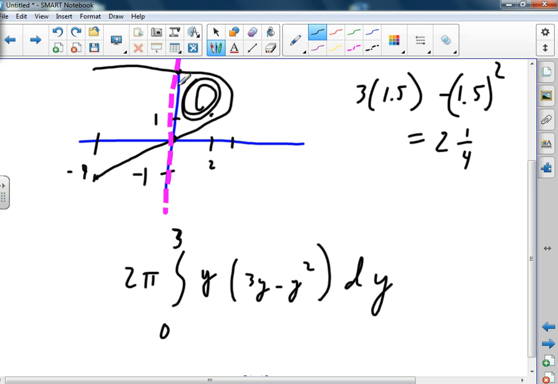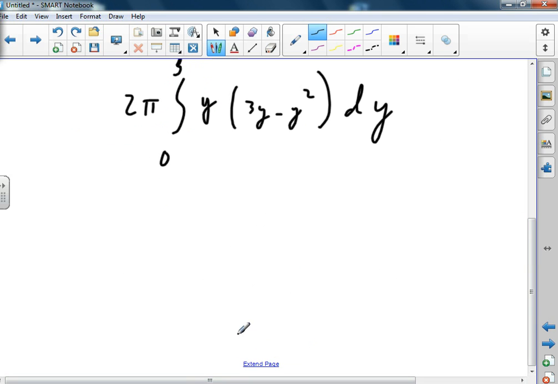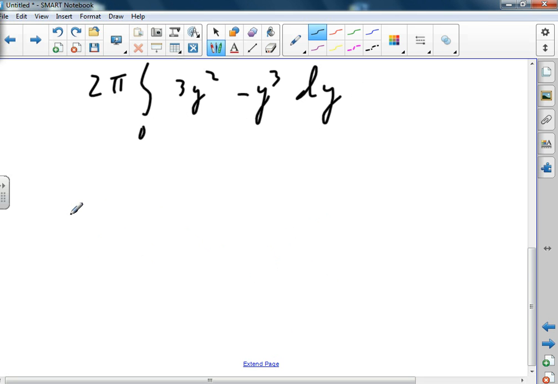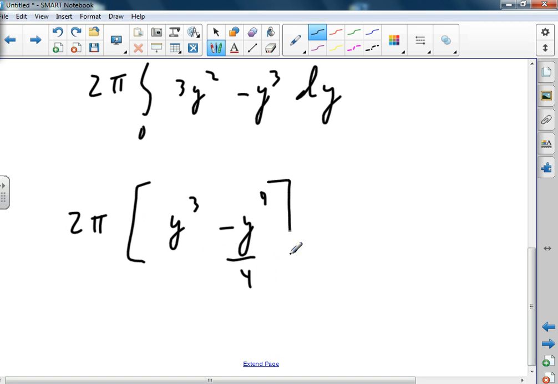Okay, well yeah, that looks good. So I'm doing shells. My radius is that, and my height is whatever this guy is as I'm going through. That looks right. All right, so I've got 2 pi integral 0 to 3 of 3y squared minus y cubed dy. 2 pi, y cubed minus y to the 4th over 4 evaluated at 0 and 3.